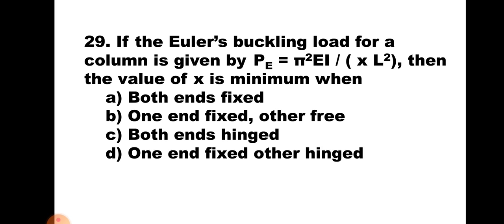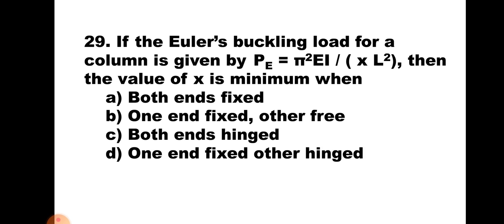Question number 29. If the Euler's buckling load for a long column is given by P is equal to pi square EI upon X L square, then the value of X is minimum when A, both ends fixed, B, one end fixed, other free, C, both ends hinged, and D, one end fixed, other hinged.